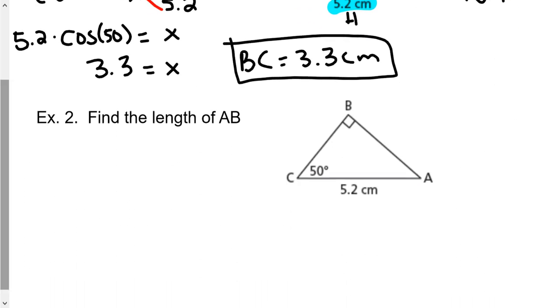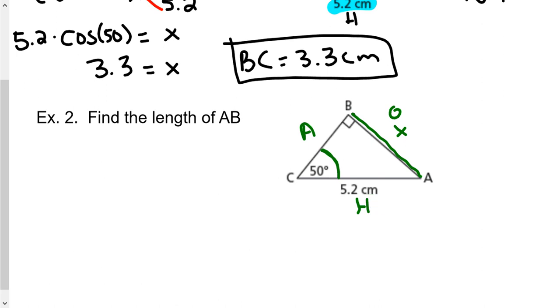Let's try another one. Find the length of AB. So here is what we're finding. Let's call that x right off the bat. We're using the same triangle where we have the same angle. We're going to label the sides, and they're going to be the same. This time our unknown is the opposite. The adjacent is still over here. This is still our hypotenuse because it's the same triangle, the same reference angle. We're just looking for a different unknown.